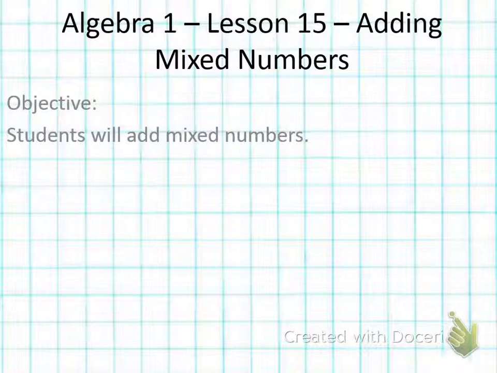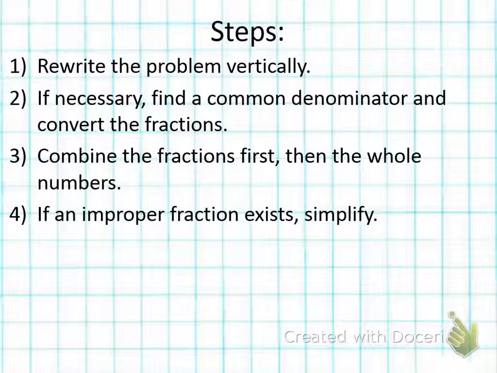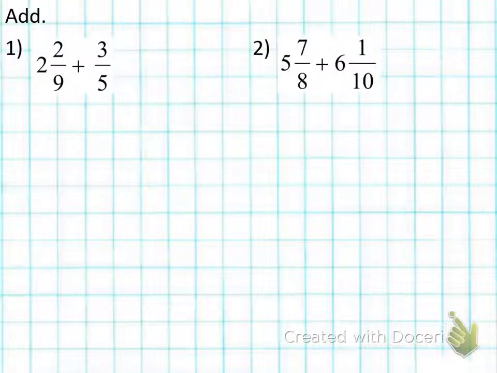Here are the steps. If you're on the video, please pause the video here, and I will move on to numbers 1 and 2 right now. Here we go. So number 1, it says 2 2/9 plus 3/5. So we're just watching right now. Eyes on the board, on the screen, pencils down, no writing. You'll get a chance to write, I promise. So 2 2/9 plus 3/5.